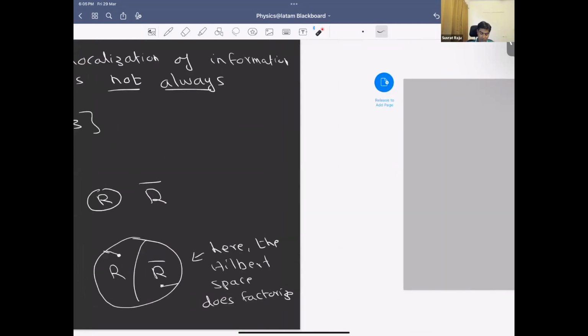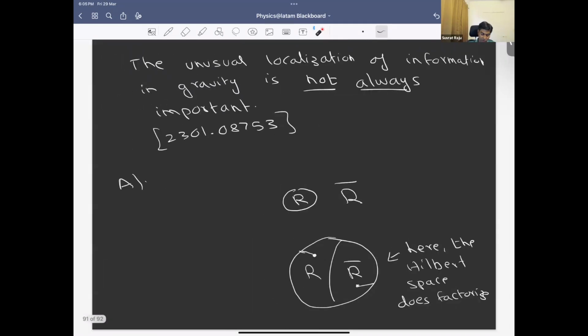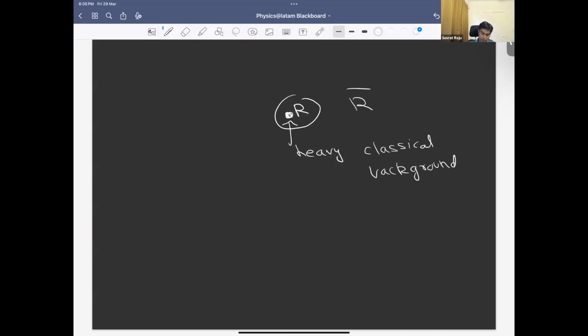Okay, let me give you another example. Sometimes, even in a situation of this kind, the unusual localization of information can be hidden quite well. What is that case? Well, let's say we have a heavy classical background here, with e to the S states.